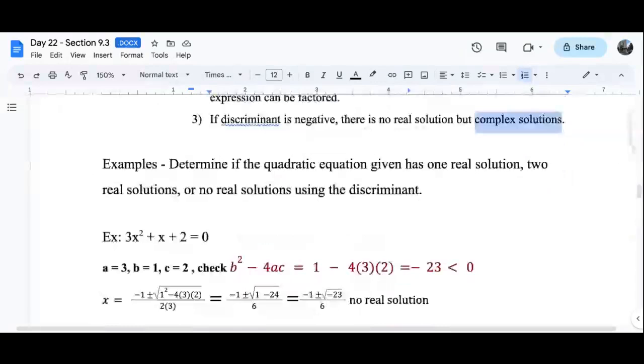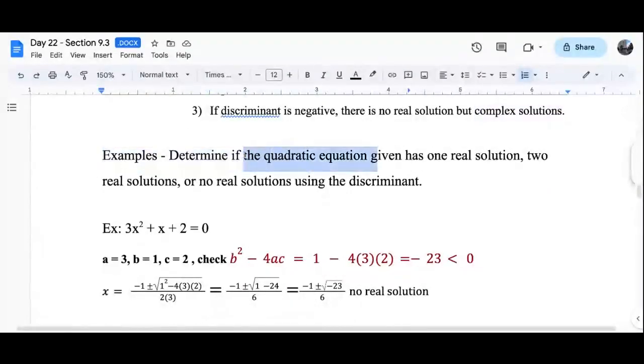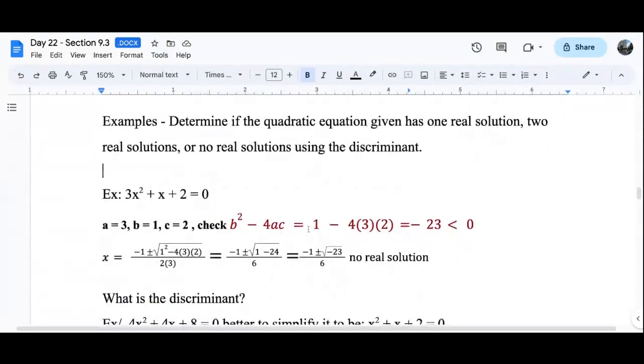Example. Determine if the quadratic equation given has one real solution, two real solutions, or no real solutions using the discriminant. So we just take the discriminant, b squared minus 4ac. But first we need to figure out a, b, c. Well, a is 3, b is 1, c is 2. That's easy, right? Then calculate b squared minus 4ac.